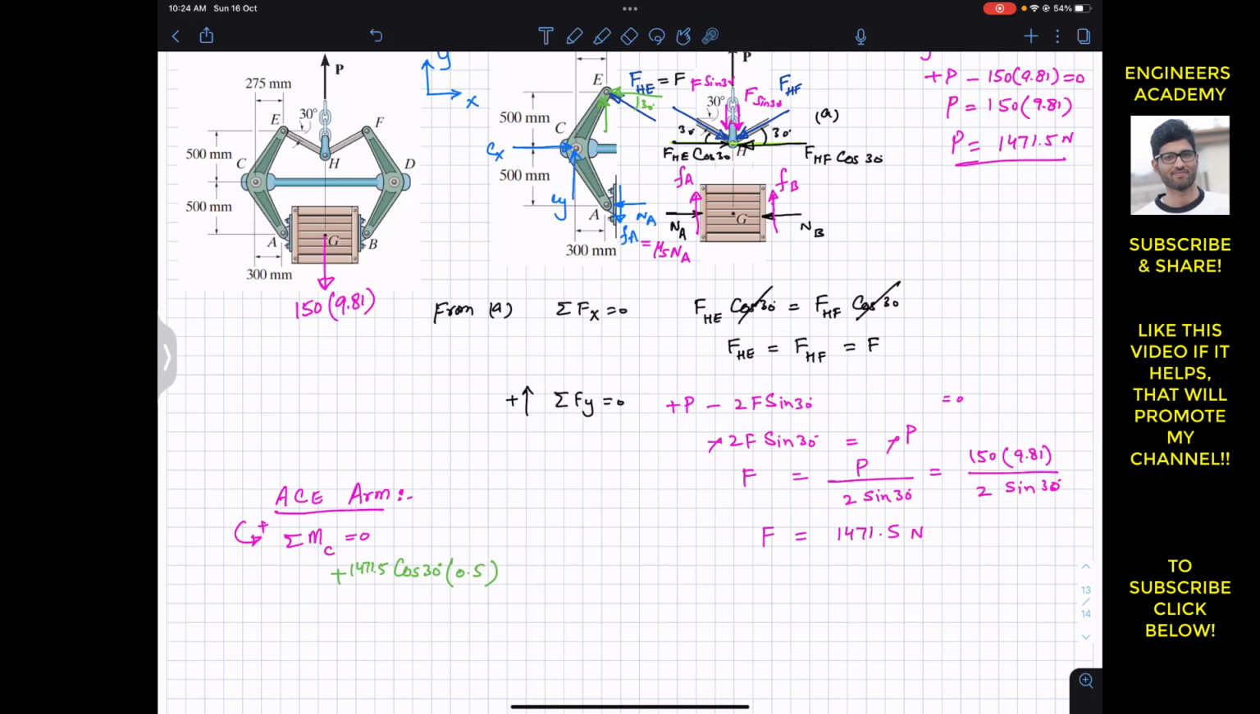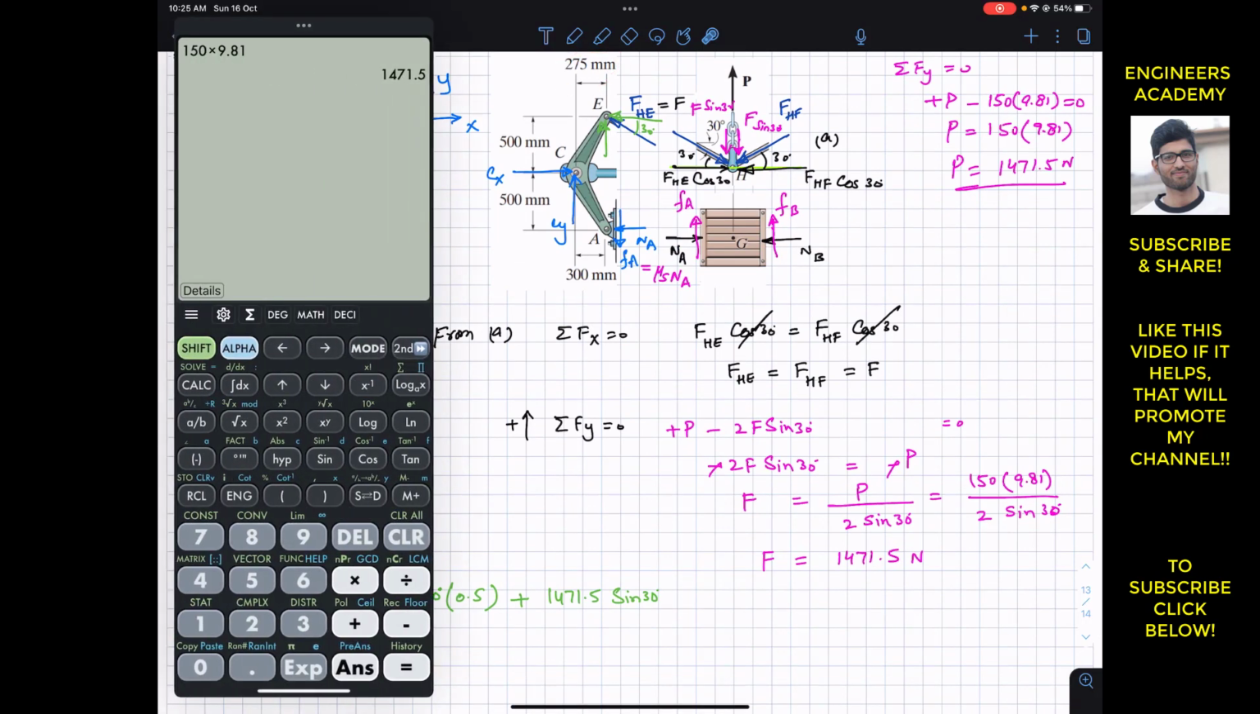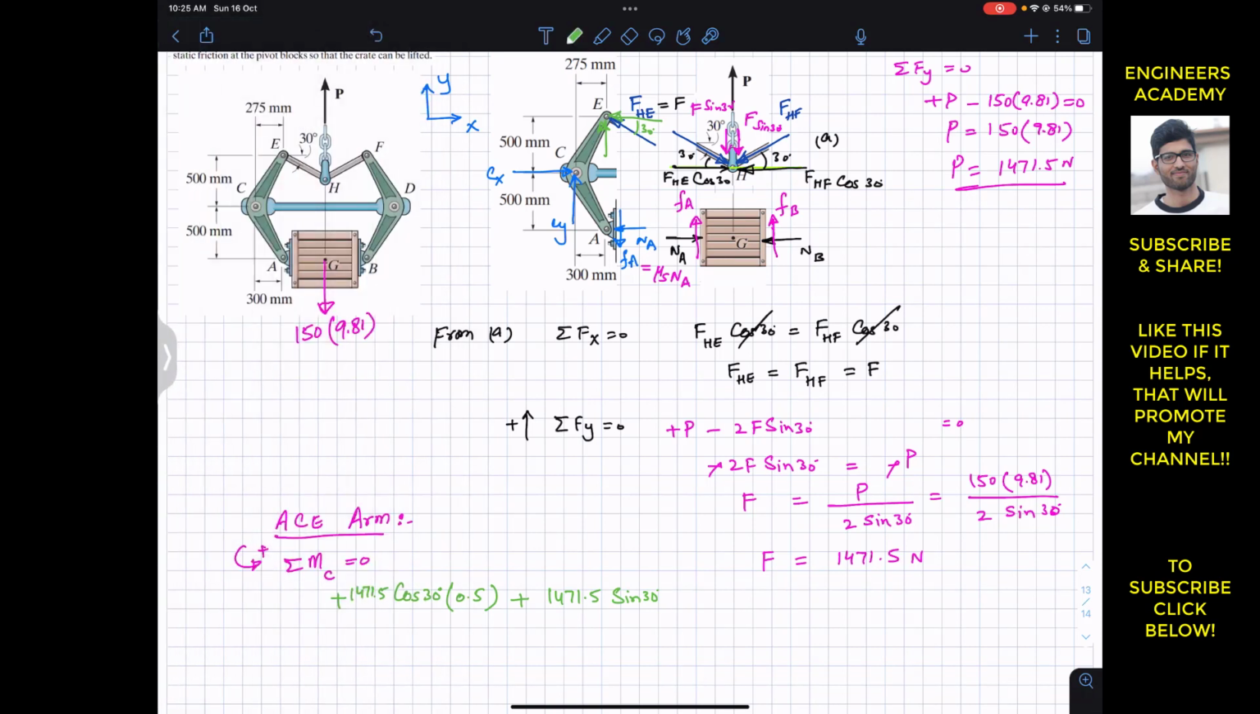So let me write this as 1471.5. Now this sine component is also producing the counterclockwise moment. So again I will write plus F sine of 30. So now F is 1471.5 sine of 30. The perpendicular distance of this component from that point C is this distance, which is 275. This is 275, right? So I will multiply it with 0.275, since 275 divided by 1000 is 0.275.